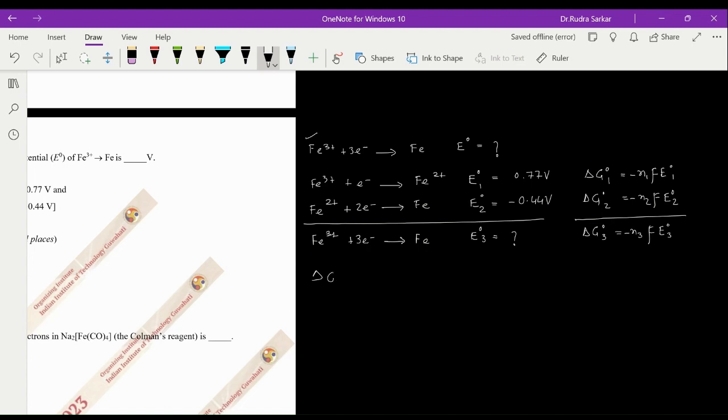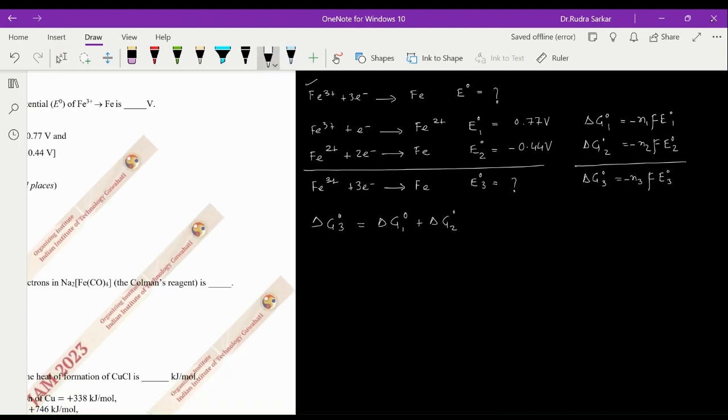So basically what we are saying is that delta G naught 3 is equal to delta G naught 1 plus delta G naught 2. Now let's write them in the following format. And if we simplify further, then N3 E naught 3 equals N1 E naught 1 plus N2 E naught 2, or we can write E naught 3 is N1 E naught 1 plus N2 E naught 2 above N3.